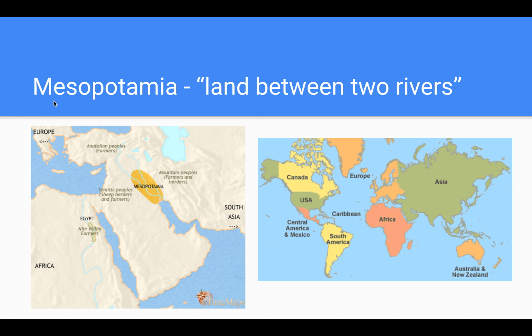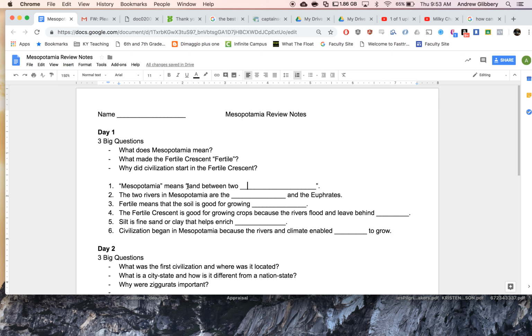Mesopotamia means land between 2 rivers. If you look on our left, this yellow region is what's known as Mesopotamia. It's that area, and within it are 2 rivers. These 2 rivers are the Tigris and the Euphrates, and we'll look closer at that in 1 second. If we zoom out on the right, when we're talking about Mesopotamia, we're over here in Asia, specifically right in this region where modern-day Saudi Arabia is, but it's in Asia right here. So on your notes, number 1, Mesopotamia means land between 2 rivers.